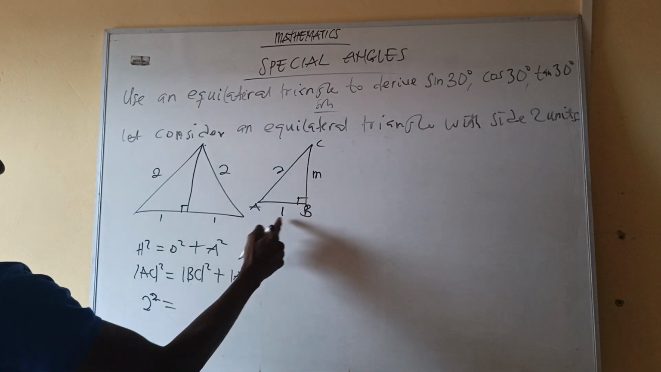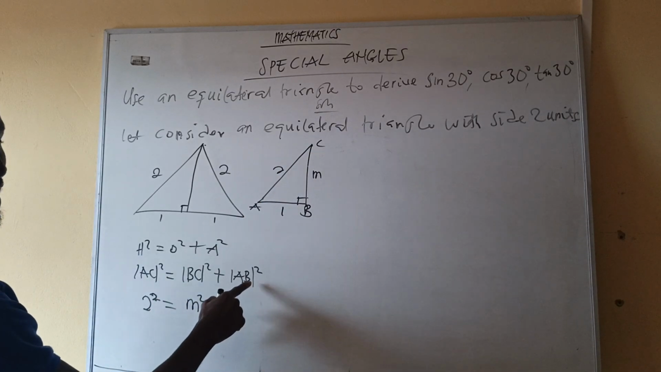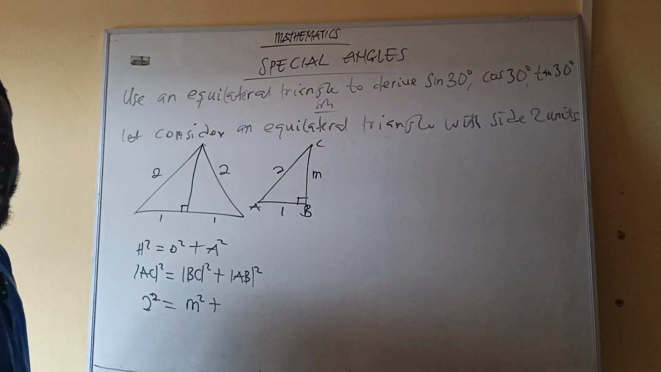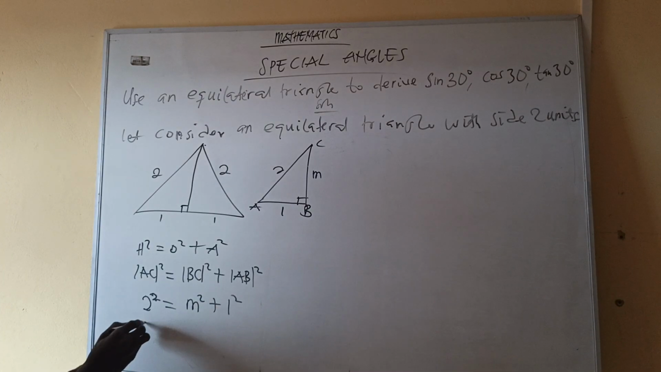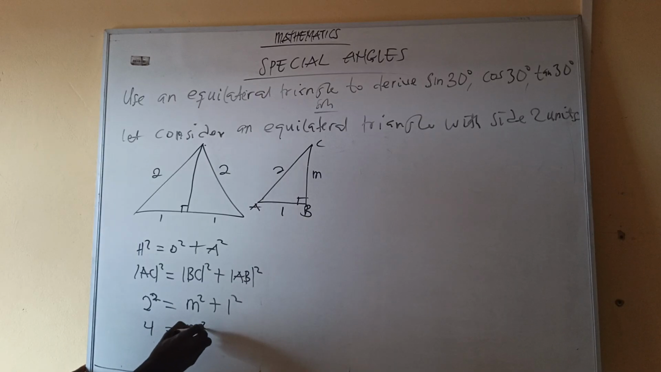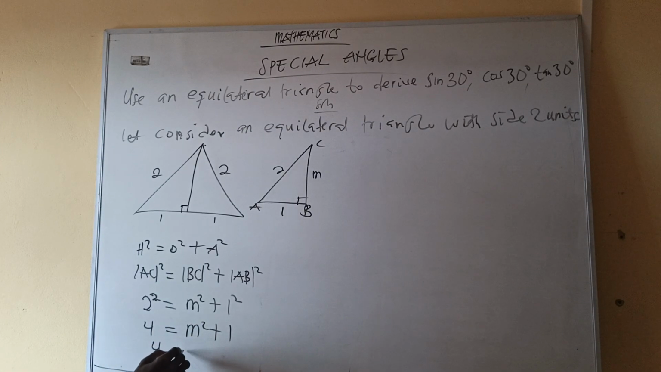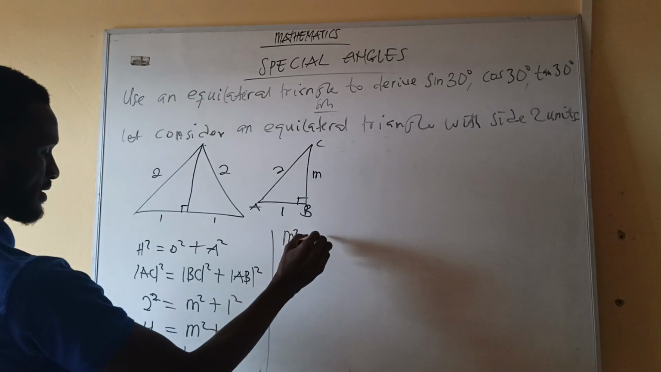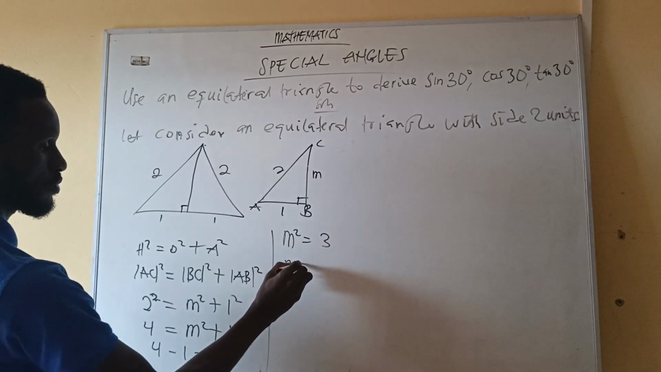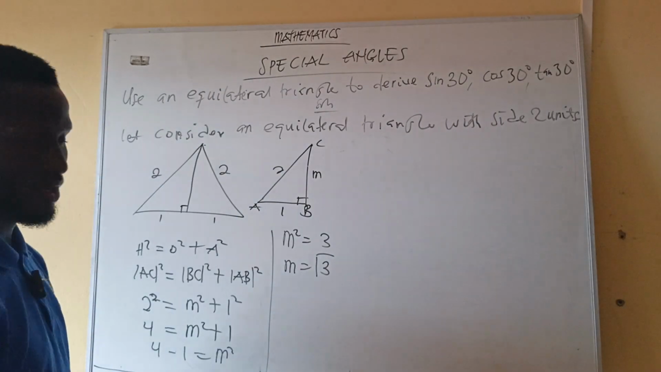BC is m. So we have m squared. And then AB is 1. So we have 1 squared. Now this one will be 4 equals m squared plus 1. We're going to have 4 minus 1 is equal to m squared. We're going to have m squared is equal to 3. Then what will be m? The square root of 3. Now m is the square root of 3.